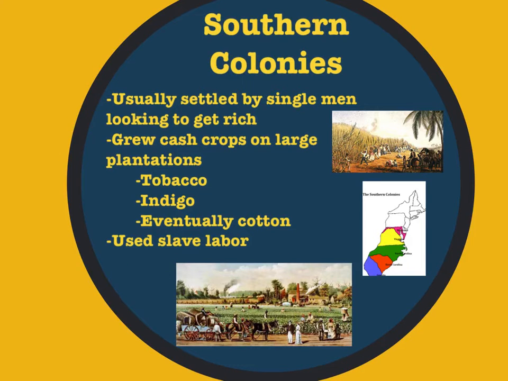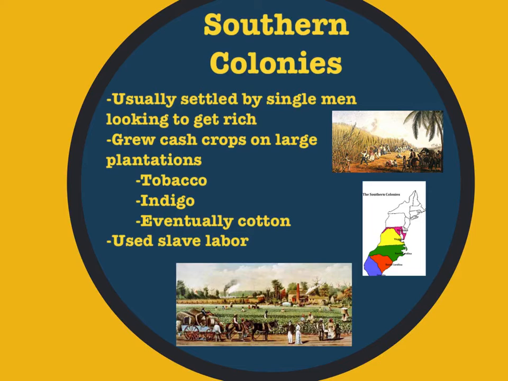They would use slave labor on these plantations, so slave labor was huge. And once again, the original people who came to the southern colonies were single men looking to get really rich. There were very few women that came. It was kind of like when you went to the colonies to make the big bucks. And they would grow these cash crops, kind of like in Suriname, where there was sugar, except they usually grew tobacco and indigo on their plantations in the south.